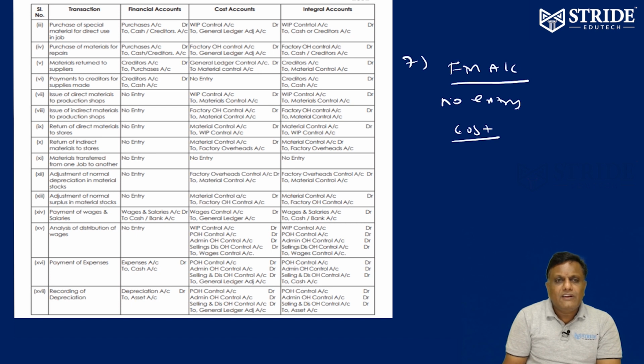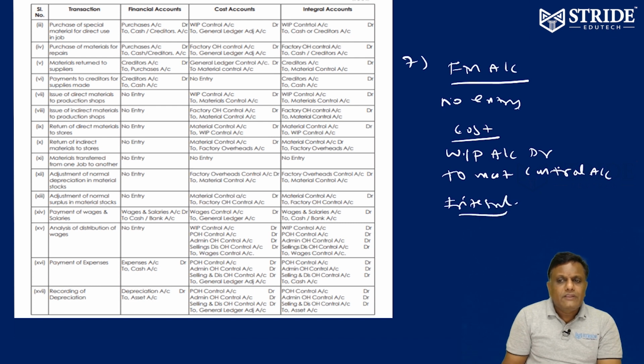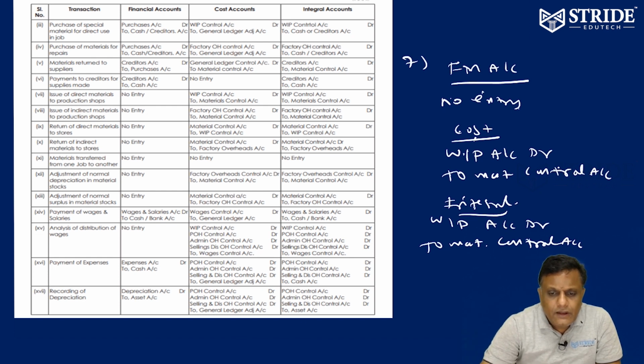But in cost, so it is direct material issued. Whenever direct materials are issued, WIP control account debtor to material control, because it is coming from stores only. So WIP control to material control. But next, integral accounts. There is no financial entries. Cost entry remains integral entry. So entries in the cost are WIP control account debtor to material control account. Number 7. Number 8.